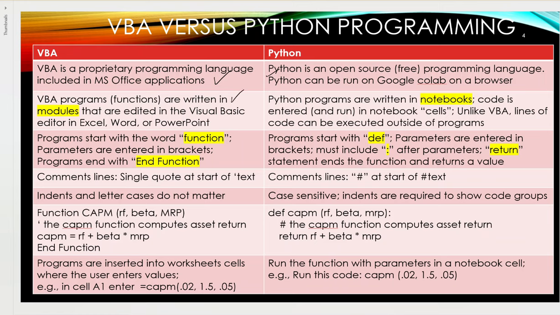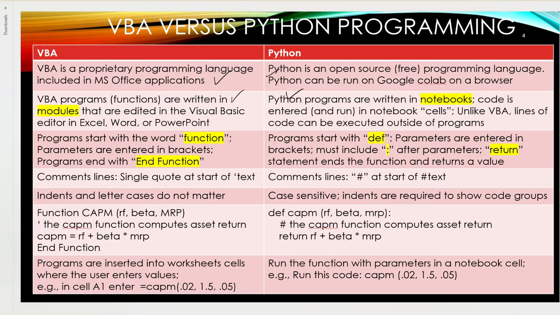In VBA, programs called functions are written in modules that are edited in the Visual Basic Editor in Excel, Word, or PowerPoint. Python programs are written in notebooks. Code is entered and run in the notebook cells. Unlike VBA, lines of code can be executed outside of a program. So that's going to be the biggest difference I find between VBA and Python. You can execute individual lines of code, they don't have to be grouped into programs.